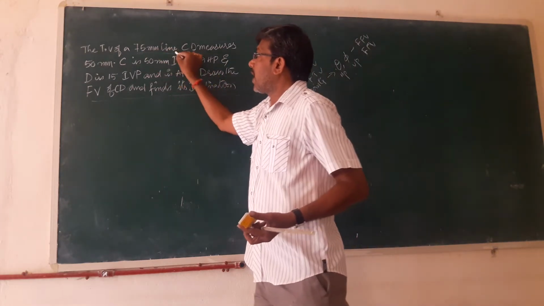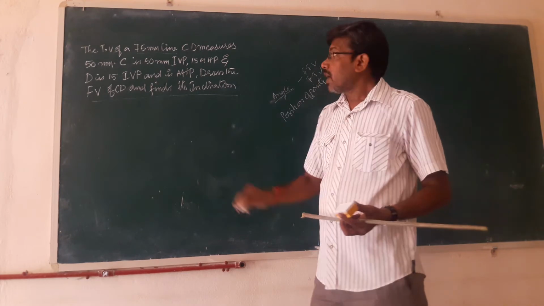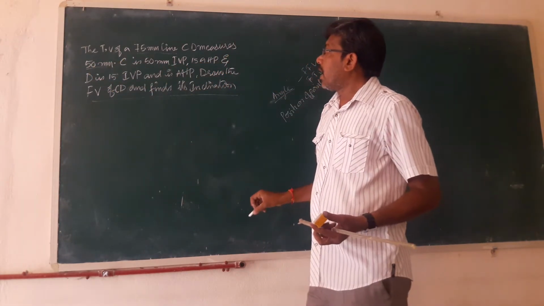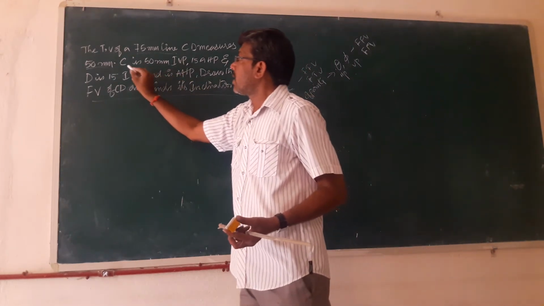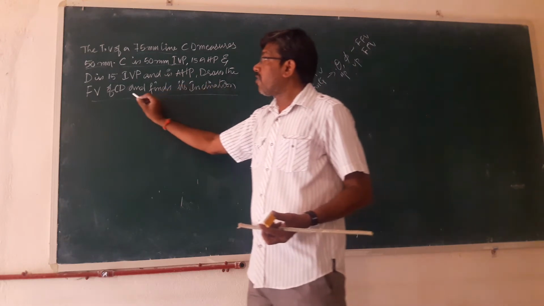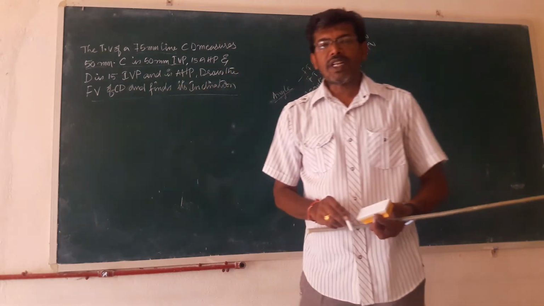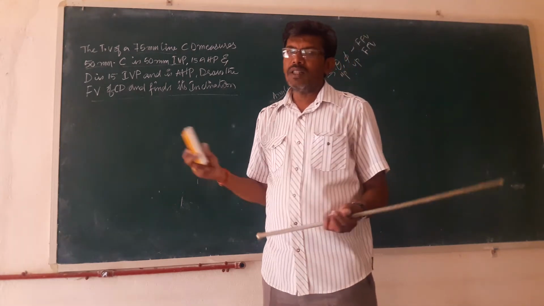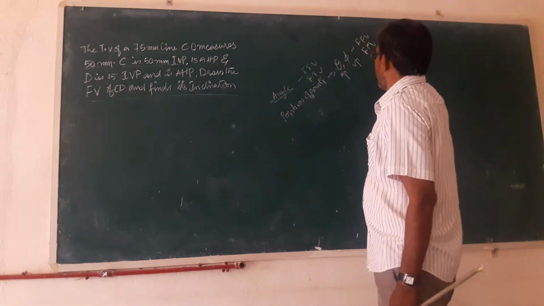where the 75 mm line is there, for which the top view of the line is 50 mm, the C point position is given, and one of its D point positions is given with respect to the vertical plane. So let us see how to construct this particular problem.